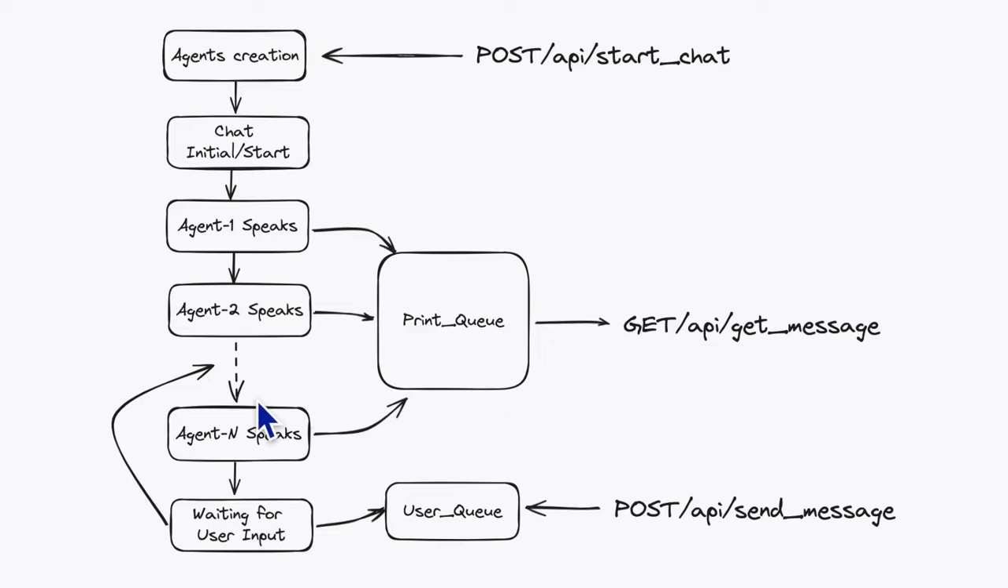And when any of these agents requires human input, it will send the prompt to the print queue as well. And when the user posts a send message request to the user queue, that message will be sent back to one of the agents, and the agent will handle the input to continue the workflow. Oh, here I should reverse the arrow.